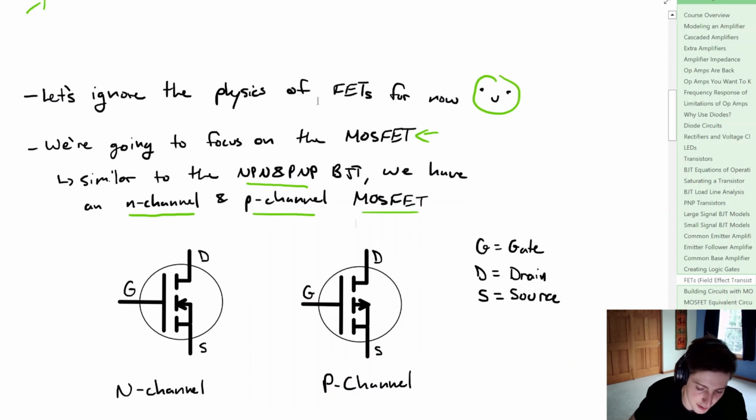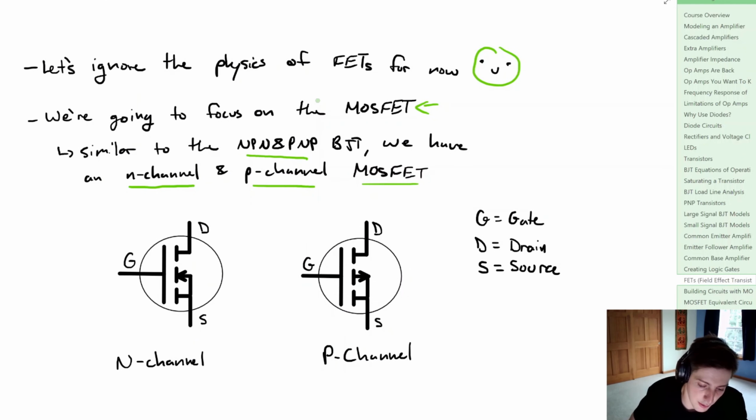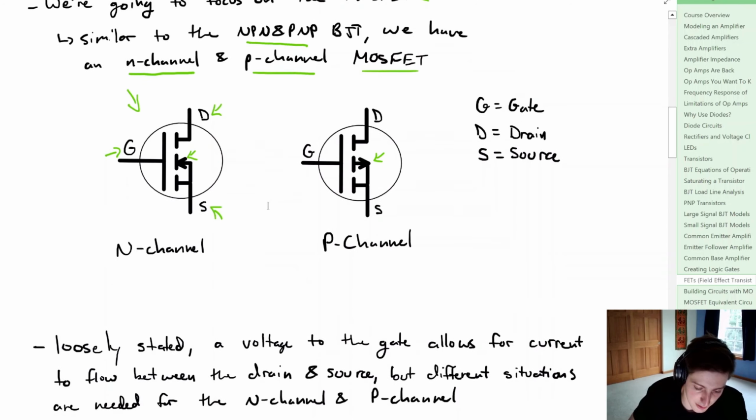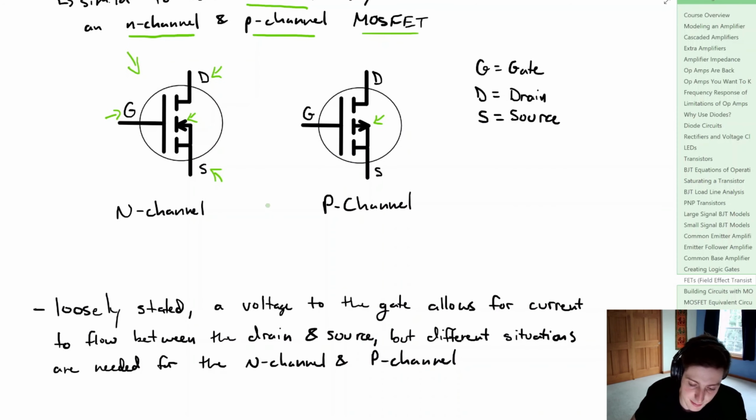Now, it's been a while since we've looked at MOSFETs, but we know that they have 3 terminals, similar to the BJT, but a little bit different nomenclature. So we have a gate, denoted by the letter G, a drain, and a source. For the N-channel, you can tell because the arrow goes into the FET, and for the P-channel, it's going out of the FET. So we can loosely say that if we have a voltage to the gate, that's going to allow current to flow between the drain and the source.